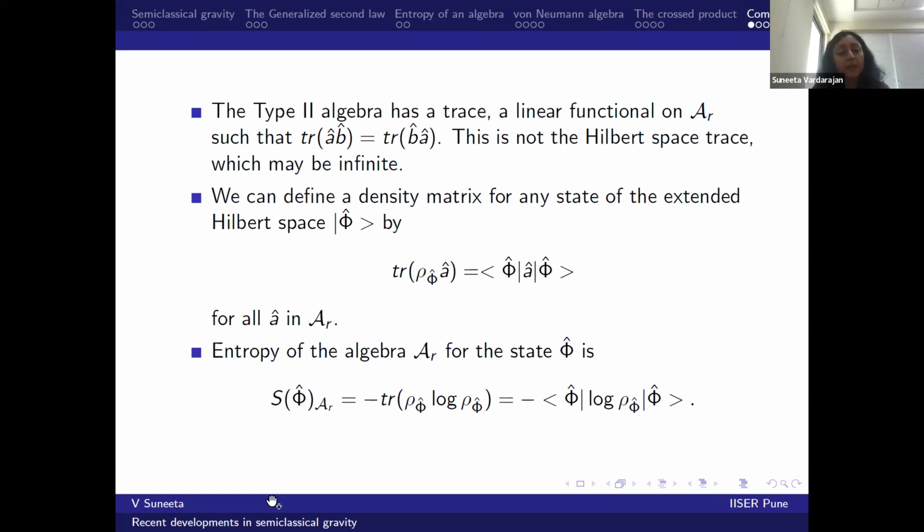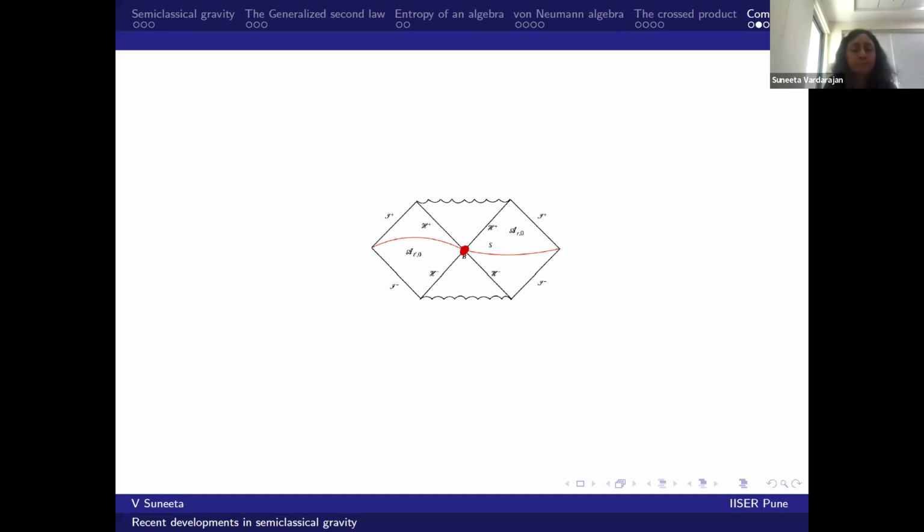Now, the entropy of the algebra for the state phi hat is just minus trace of rho phi hat log rho phi hat. You can compute that. And this is the entropy of this algebra of the quantum fields in the right exterior. Okay? So you've defined an entropy of an algebra.